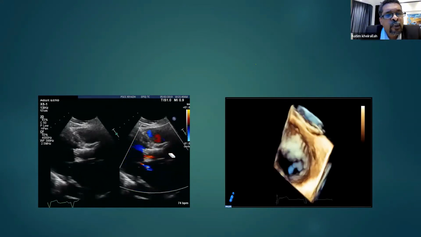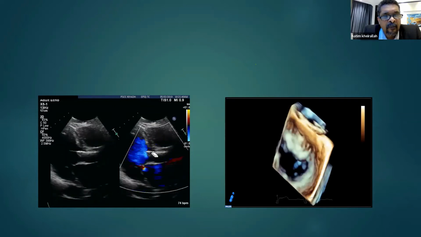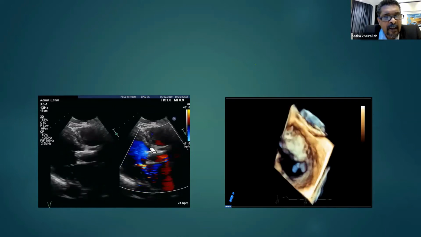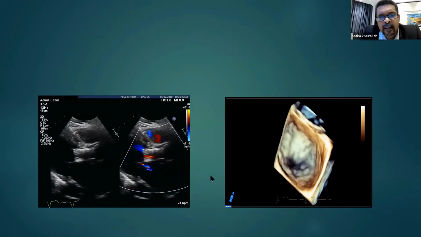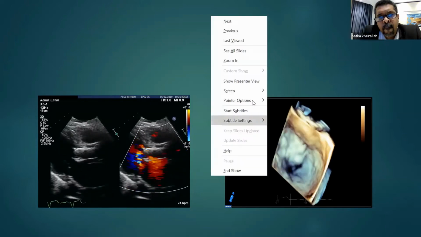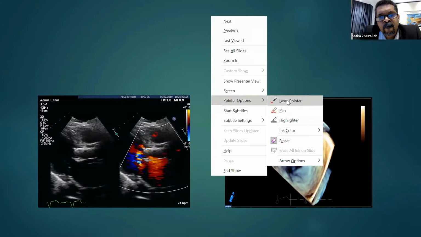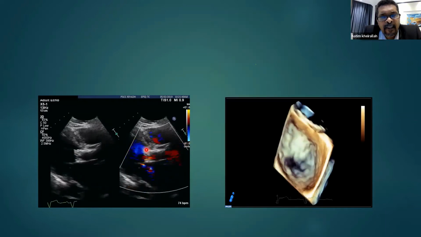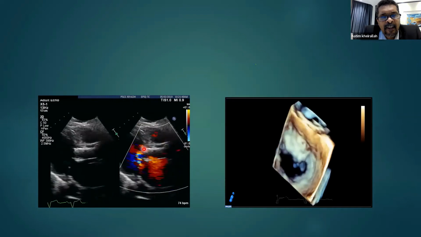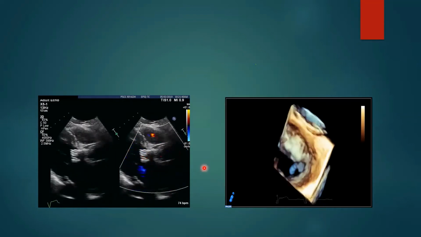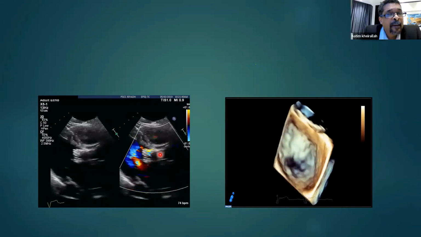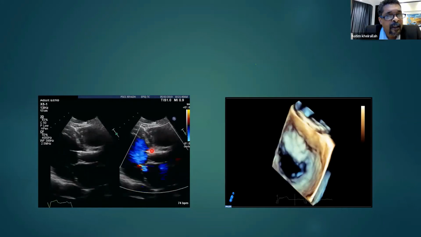And what do you see about this TAVI valve? You see here anteriorly? Do you see this part here? Yes. There is a jet, right? That is a paravalvular leak coming anteriorly, okay?